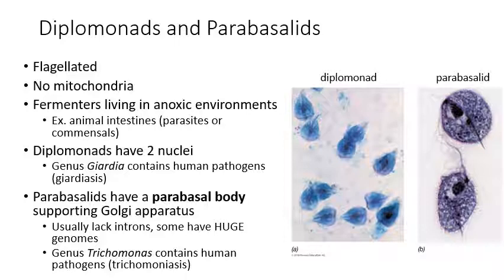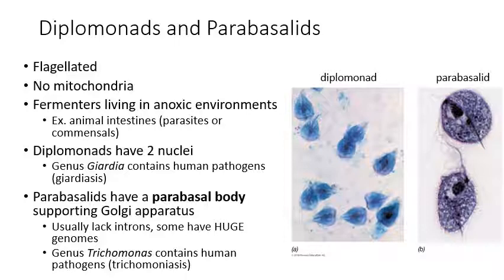The Diplomonads can always be recognized by their double nuclei. The Parabasalids have something called a parabasal body. The function of the parabasal body actually is not known. We just know that it is next to the Golgi apparatus and seems to support it as part of its function. So here you have an image of some Diplomonads, and you can see these two pale circles. Those are their two nuclei. And here's Parabasalids, and you actually are not able to see the parabasal bodies on these images.